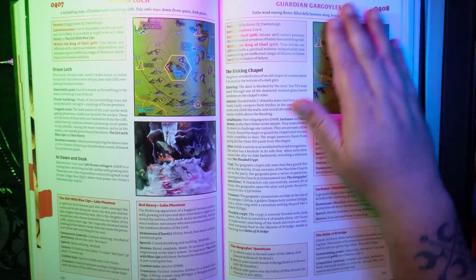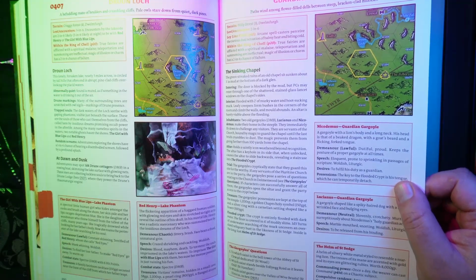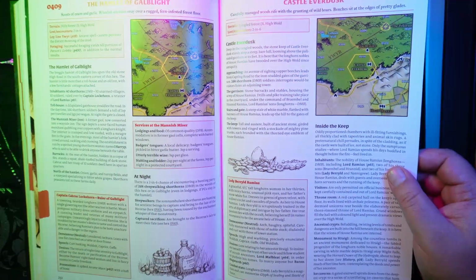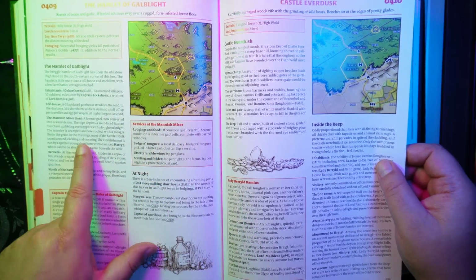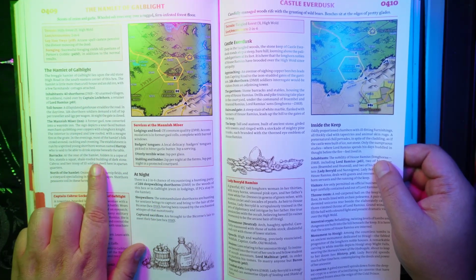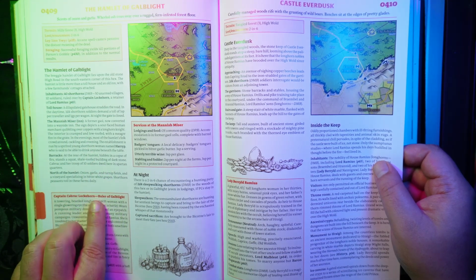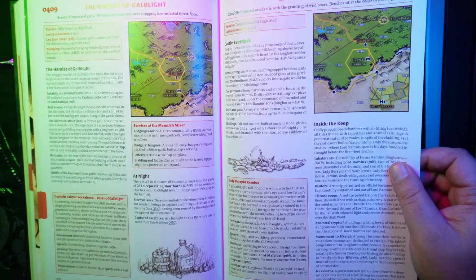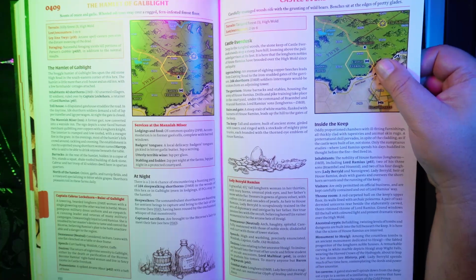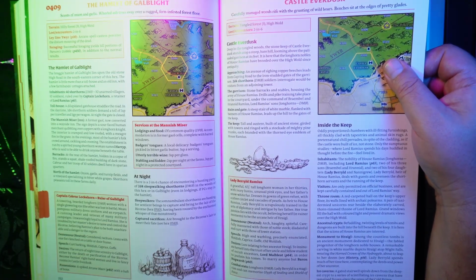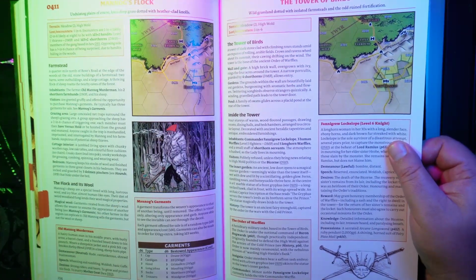Fungal Bloom Cave. Drune Lock. Guardian Gargoyles. Hamlet of Galbraith, which I think Galbraith is Lord Ramius. Let's see here. Oh yeah, no, it doesn't get its own settlement. Right. Castle Everdusk is the one I'm thinking of. The garrison. Yeah. Manog's Flock.